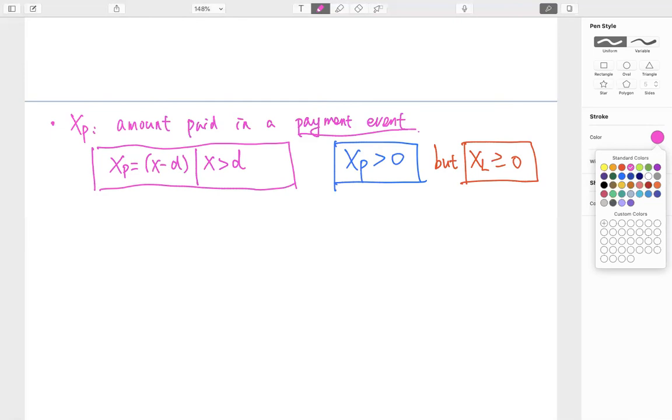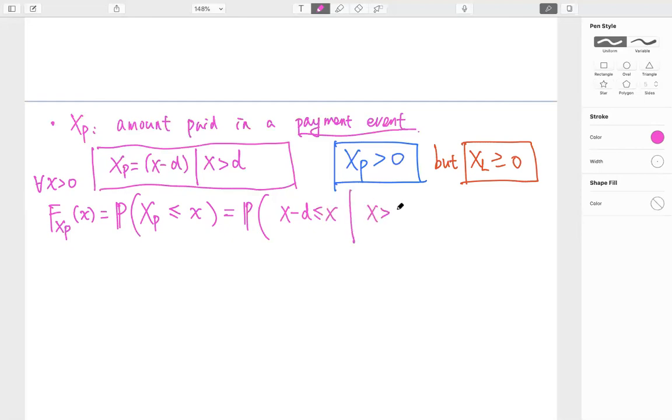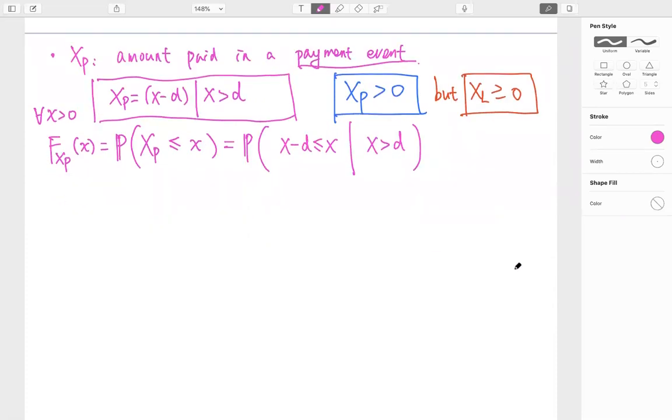So now let's study. I want to know the CDF of X_P. By definition, this is the probability that X_P is less than or equal to small x. Of course, here my small x is positive. I don't need to study 0; it will not be 0. So by definition, this is X minus d less than x, but I do have a condition. That's the part which distinguishes this X_P from the previous X_L. So one more step: X less than x plus d, given X greater than d.